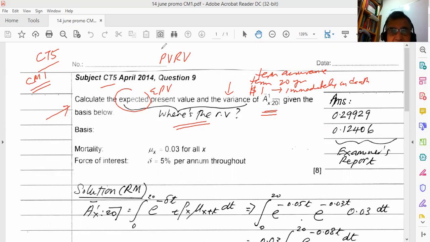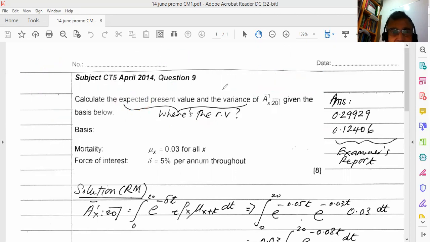Okay, enough about that. We have to appreciate the work done by the examiners. So let's see what is the information given. Mortality is constant force, mu x is 0.03 for all x. And you're given the force of interest, delta is 5% per annum throughout. These are the answers from the examiner's report for this exam, so you can actually Google it and look up the solution that is presented. Now I have done the solution here myself.